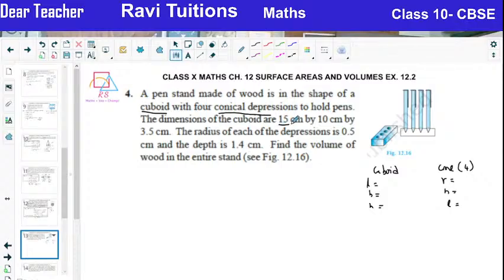Cuboid has dimensions length, breadth, and height. So here directly it is given: 15 centimeters, 10 centimeters, and 3.5 centimeters. And the radius of the cone is 0.5 centimeters and the height is 1.4 centimeters. This is not needed. So now we have got all measurements.